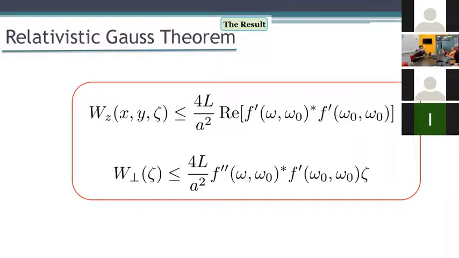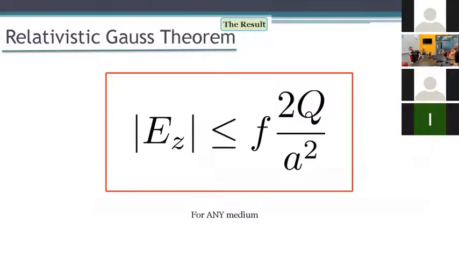So the smaller the size of the channel, the higher the field. The higher the charge of the driving beam, the higher the field: linearly with the charge and inverse squared with the characteristic size. Meaning that millimeters will roughly give you what you want, so 100 megawatts per meter. And we know that millimeter size capillaries are realistically what you can do. So it's the terahertz range. And for any medium, this estimate holds. So it's 2q over a squared, and f is the form factor that is deduced from the conformal map.